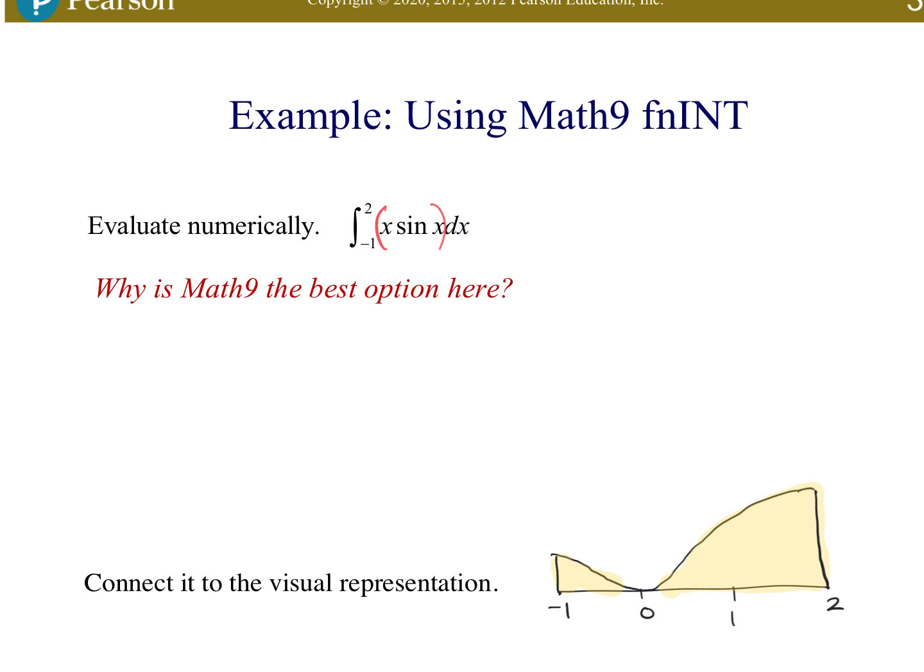So why is geometry not going to be ideal in this situation? There are no geometric shapes. Rectangles will be too big or too small. Trapezoids will be too small. There are no circles or triangles or anything that we can use. So Math 9 is the option that we're going to use.